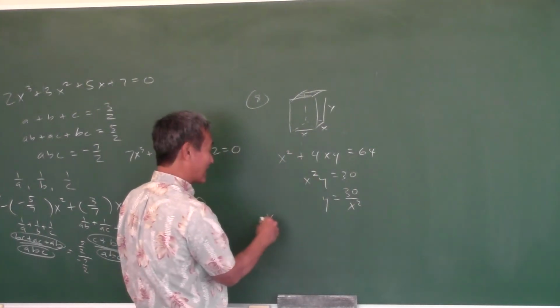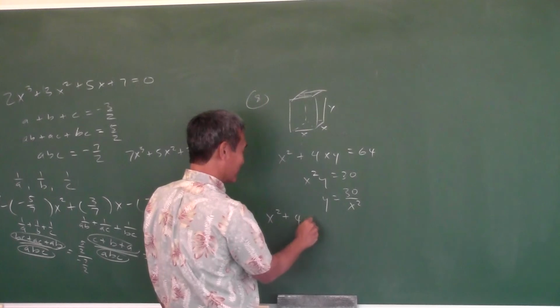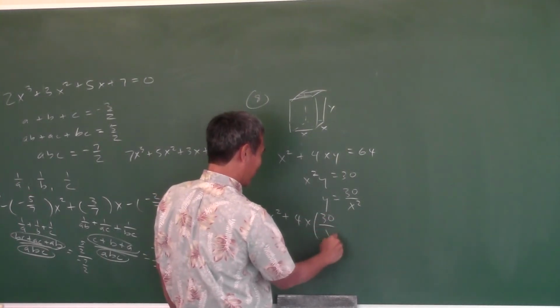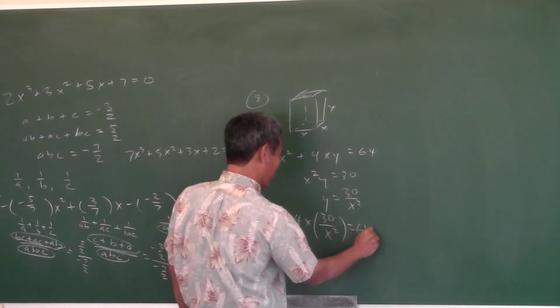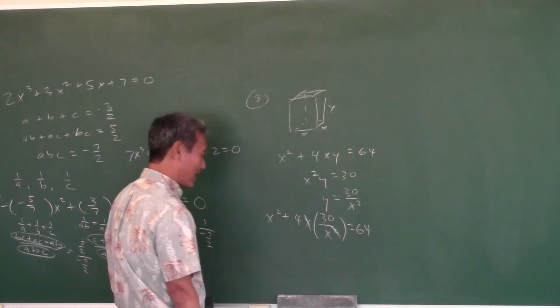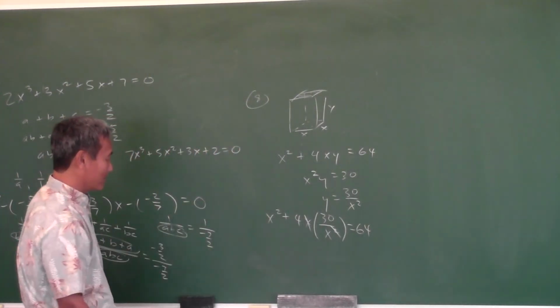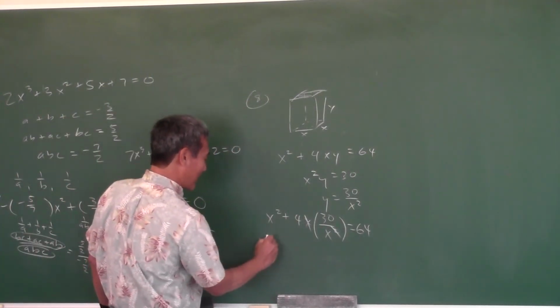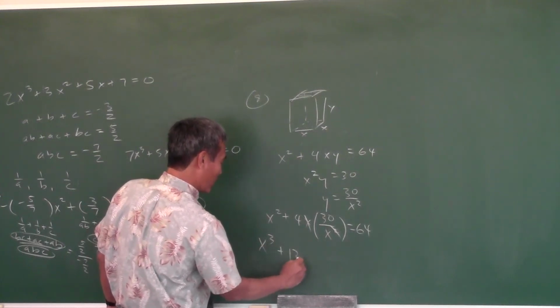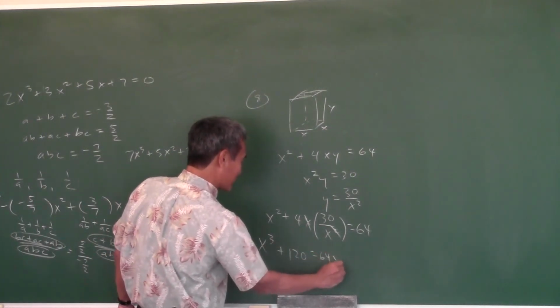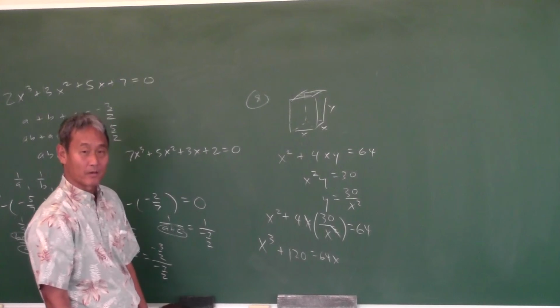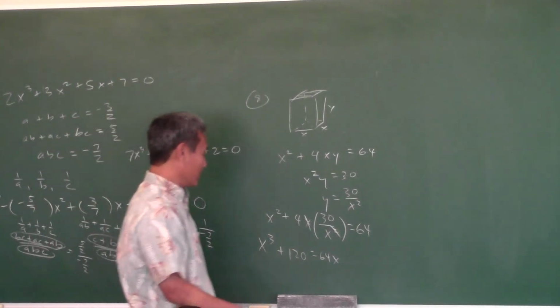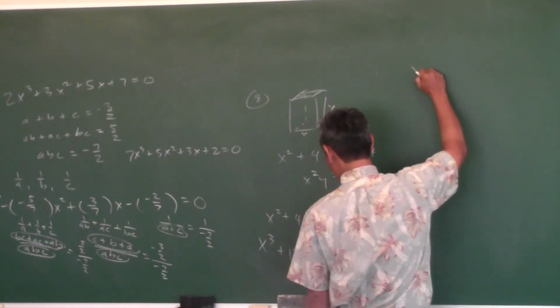So doesn't this look like the other word problem we just did? Yeah. It looks eerily familiar. This X cancels into that X. How do I get rid of the X at the bottom? Multiply both sides by X. So you get X cubed plus 120 is equal to 64X. Well, what a surprise. It's a polynomial equation. It's a cubic one. So how do you solve polynomials? Make one side 0.